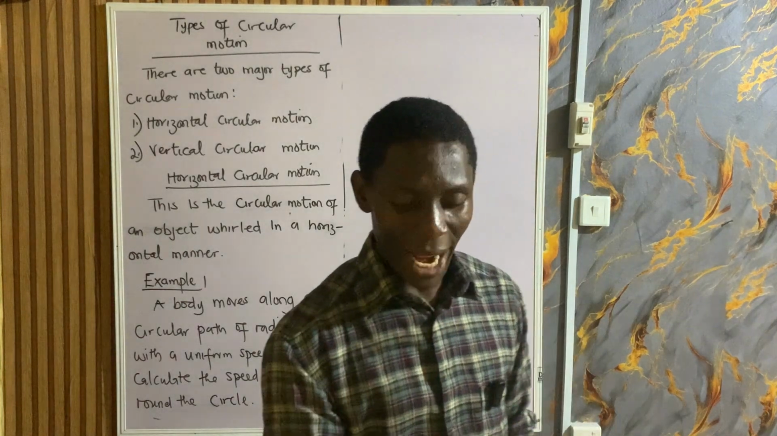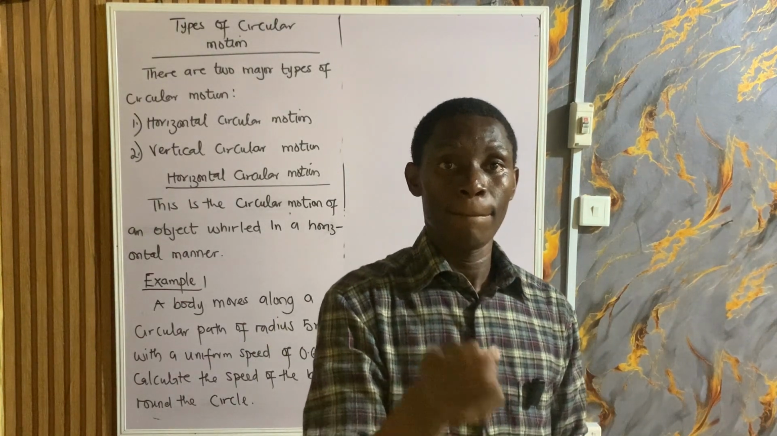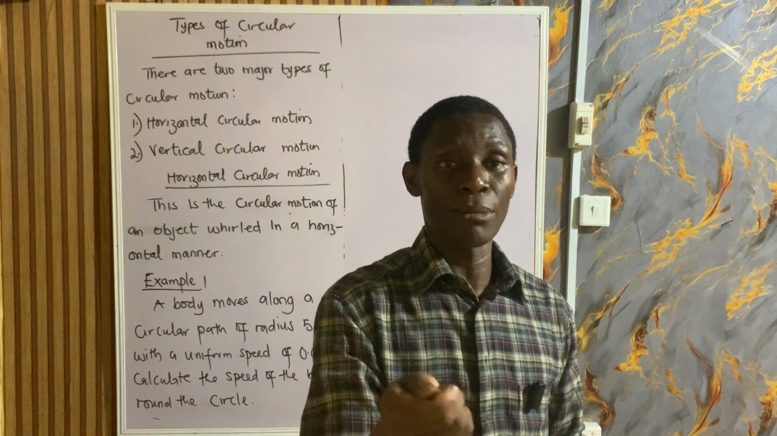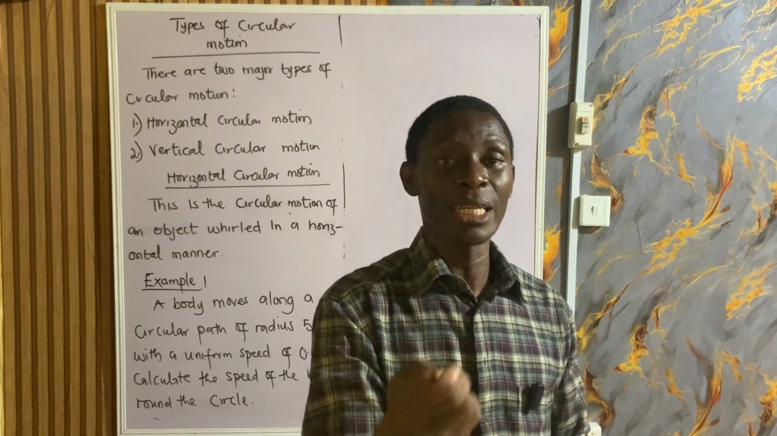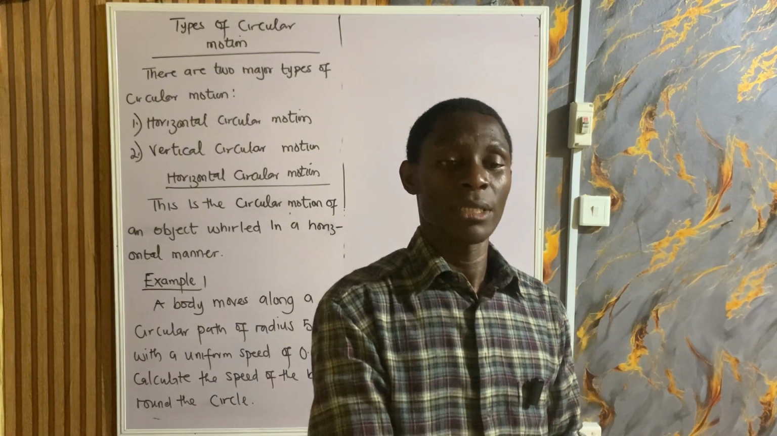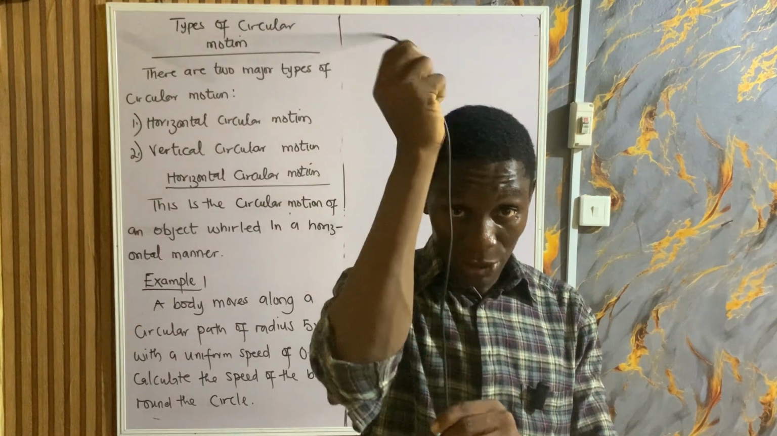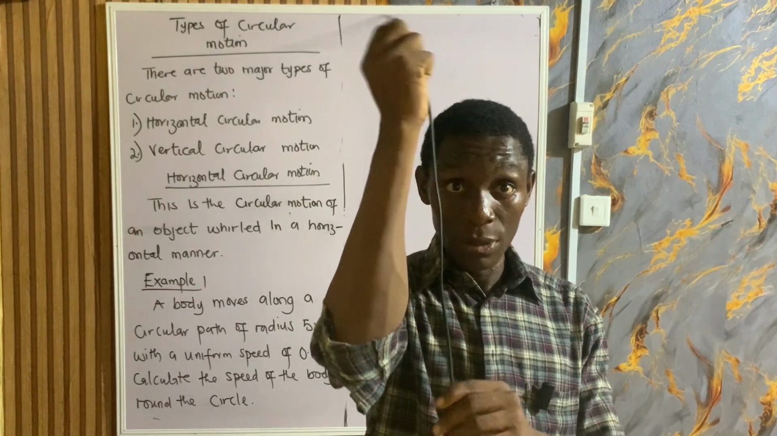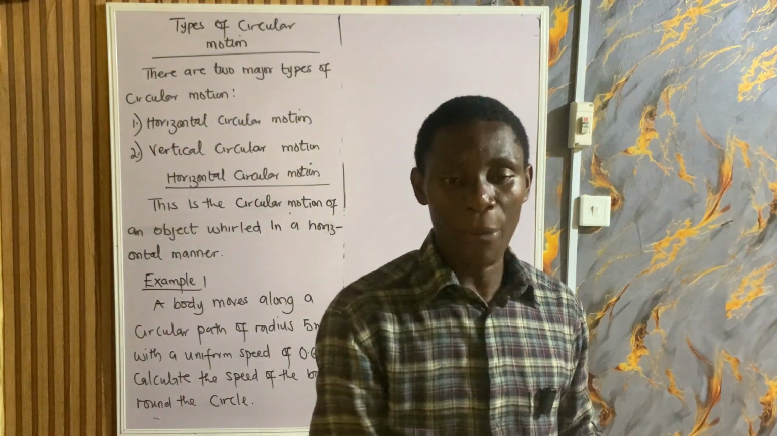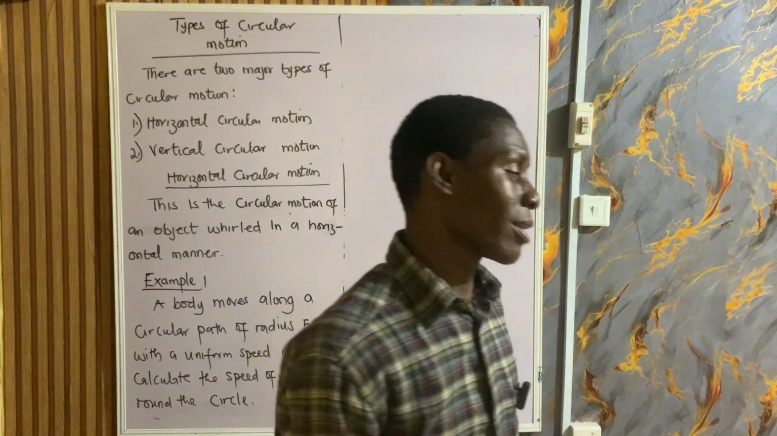Now, if I whirl in this manner, this is vertical circular motion. So while this is vertical, the first one is horizontal. This is horizontal circular motion. So we have horizontal and we have vertical. So take note of that.